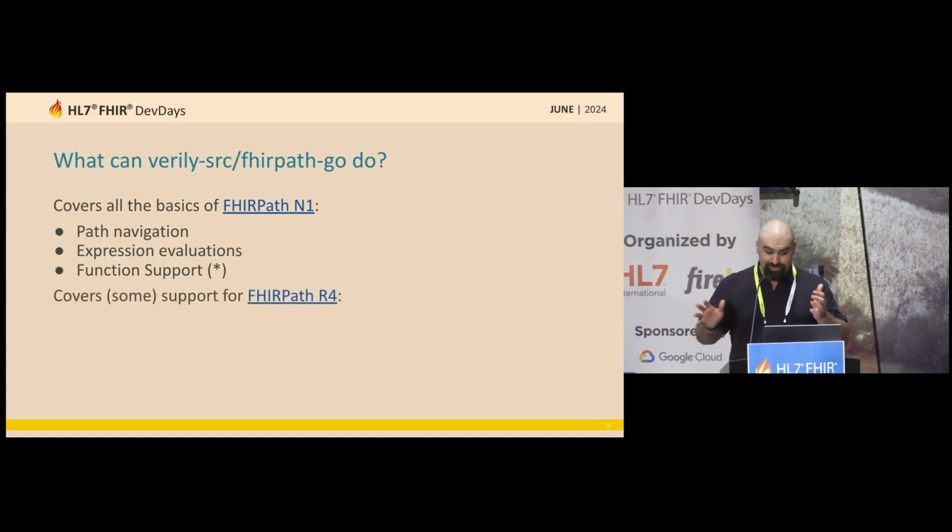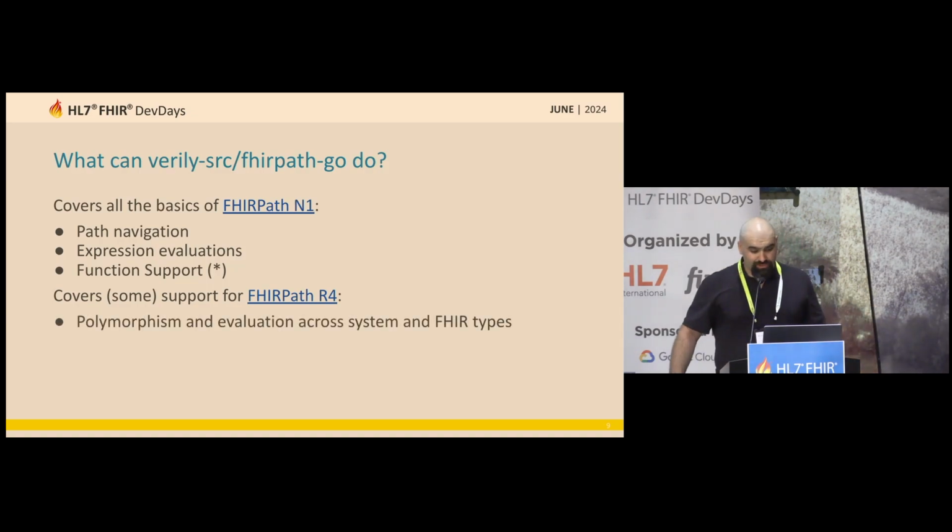But then we do cover the extension portion, which is under FHIR Path R4, which is the FHIR Path R4 resources, which connects to all the R4 stuff. And that is where it starts to include the important things like polymorphism, evaluation across system and FHIR types, where FHIR Path defines things like a FHIR Path string, which is different than a FHIR string, and allows you to communicate between those.